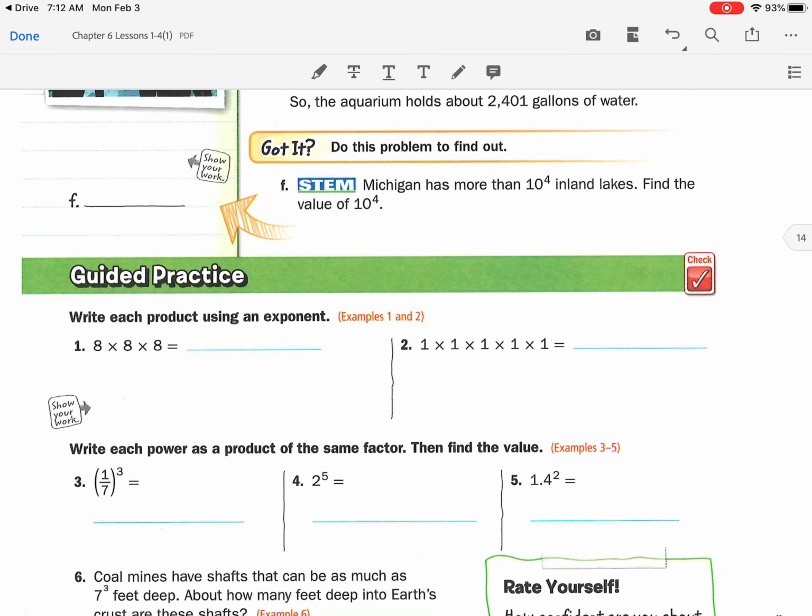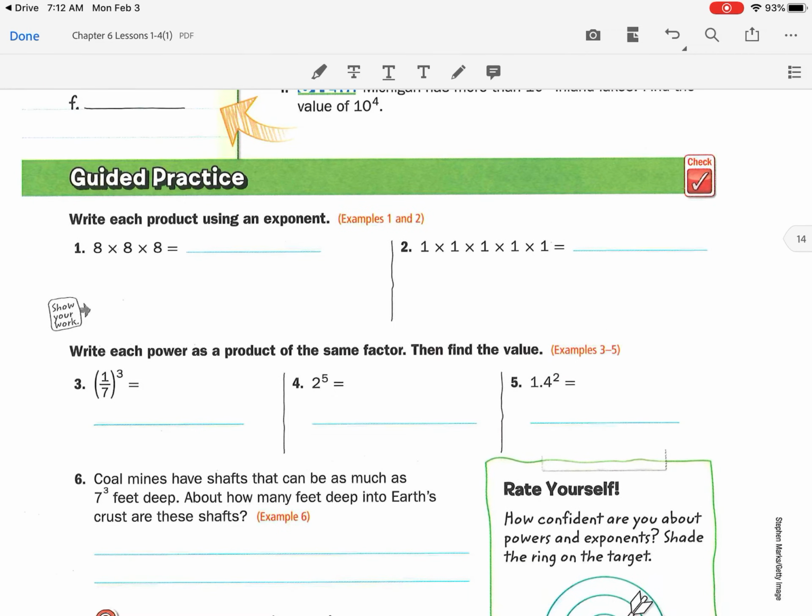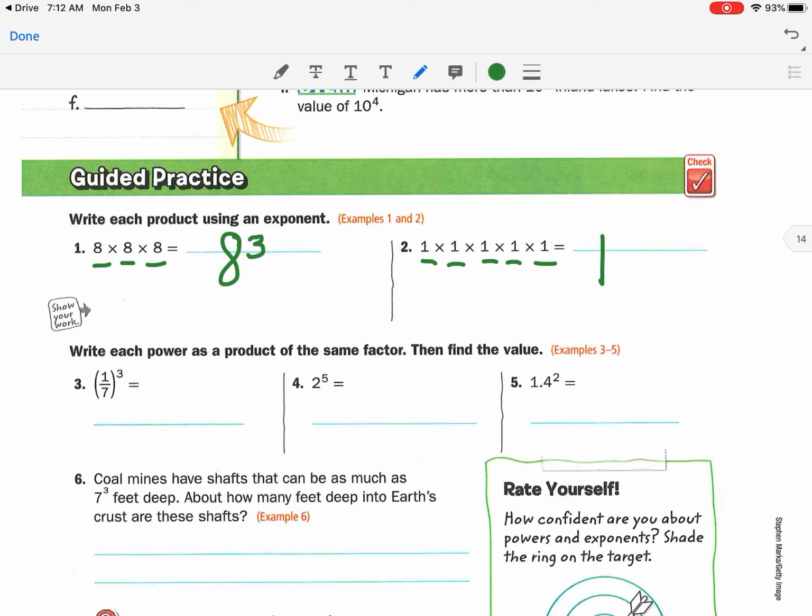Okay, let's take a look, and we're going to go ahead and do this page, and then you will be working on your homework. So let's take a look. We're going to go ahead and write each of these using exponents. 8 times 8 times 8 times 8 is 8 to the fourth. 1 times 1 times 1 times 1 times 1 is 1 to the fifth. Now let's go ahead and take a look at these examples down here. 1/7 to the third. So that's 1/7 times 1/7 times 1/7.